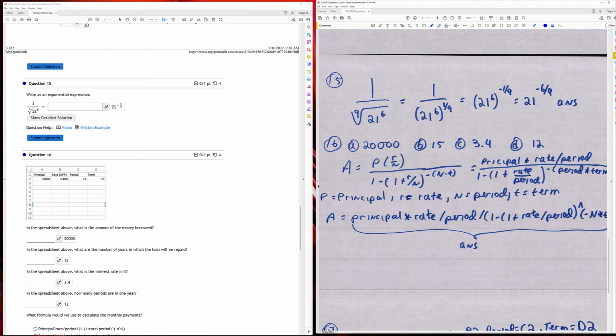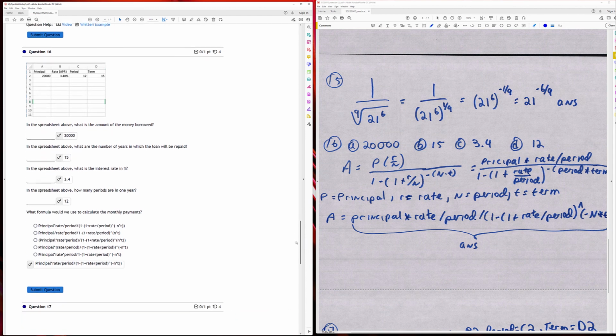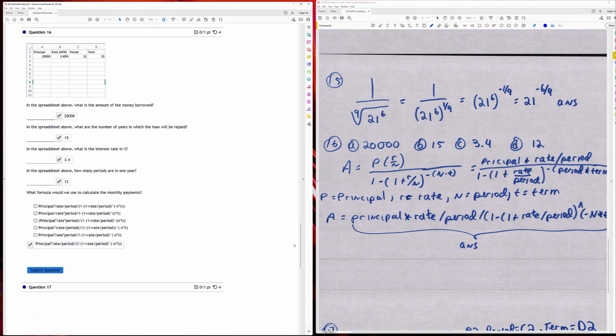And then they ask the question, what formula would you use? So I wrote out my payment formula there. And then I have my variables. Then I assigned values to the variables: principal P, R is the rate, N is the period, and T is the term. Then I replace the variables with the values there.